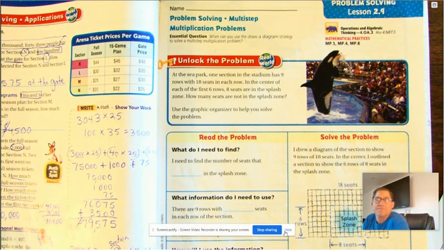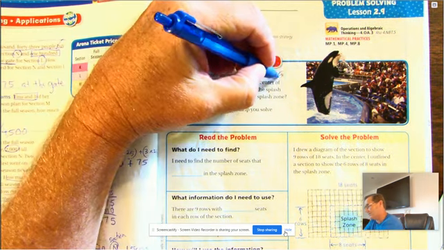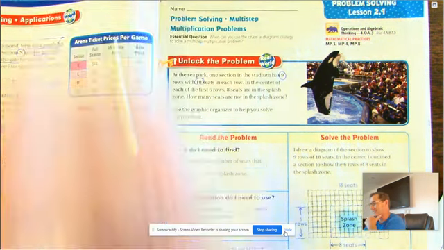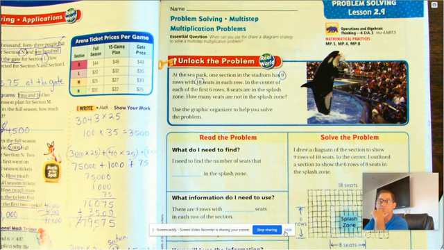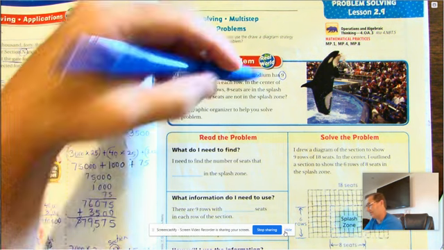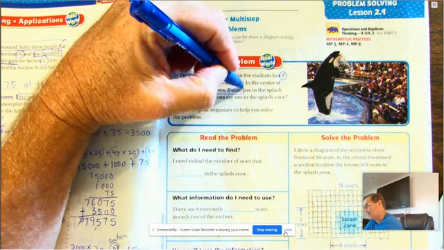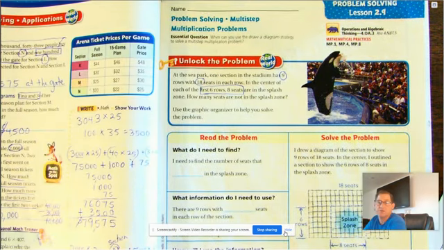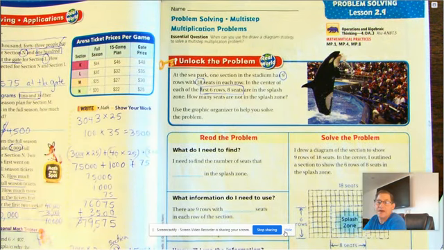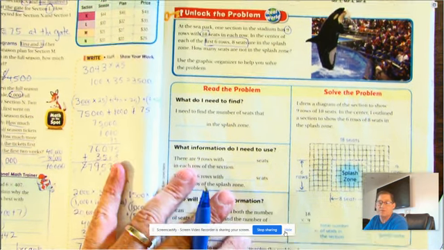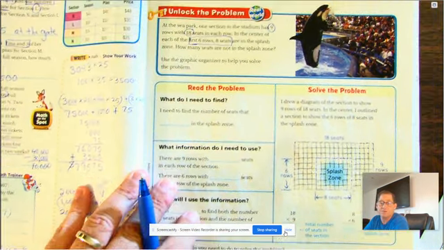So unlock the problem. At the Sea Park, one section in the stadium has 9 rows with 18 seats in each row. In the center of each of the first 6 rows, 8 seats are in the splash zone. How many seats are not in the splash zone? And they want us to use the graphic organizer, the diagram, to help us solve this problem.